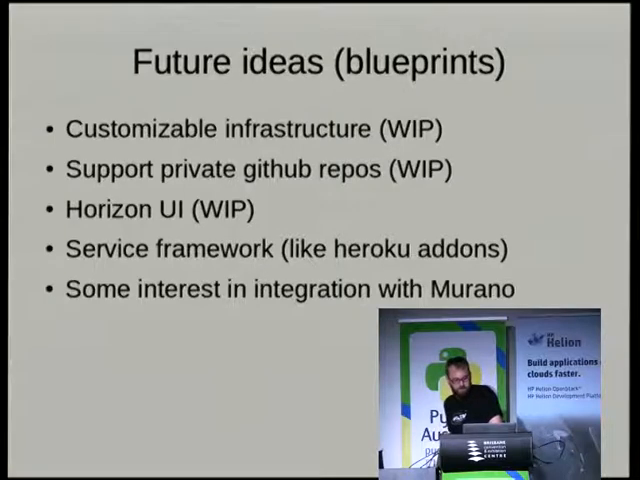We're busy with Horizon UI and service framework. That's the next thing to do. It's basically to be able to plug in arbitrary other services as dependencies to your application. So for instance, like Trove. And there's been some interest in integration with Murano as well.